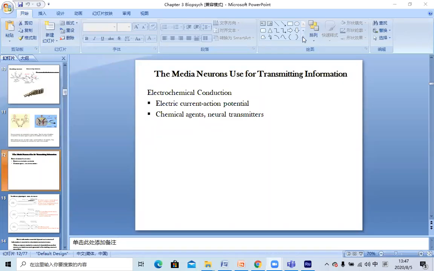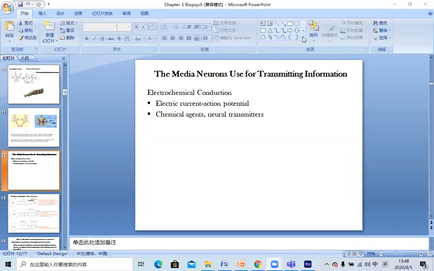Next, we're going to talk about how neurons send and receive information. Anytime you send and receive information, you need some kind of medium. For example, when you're using the old-fashioned landline telephone, the fixed telephone with a copper wire connected with each other, you are using electric signals to encode the information and send it from one place to another.